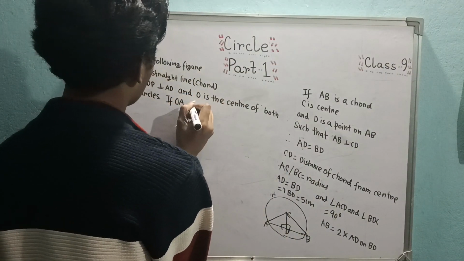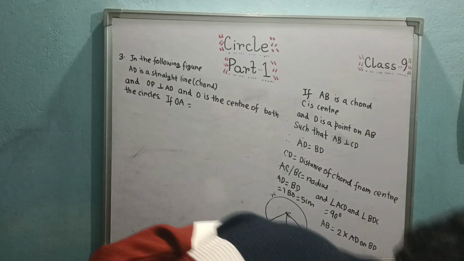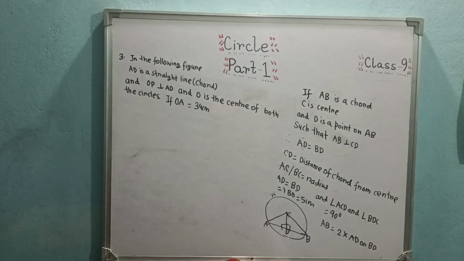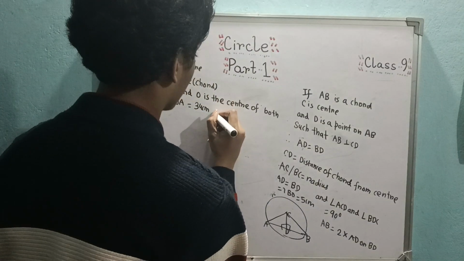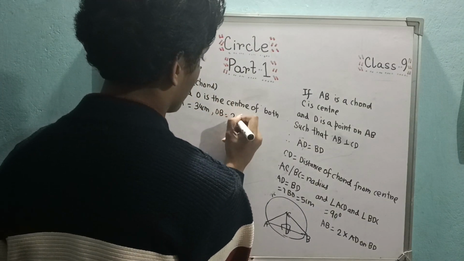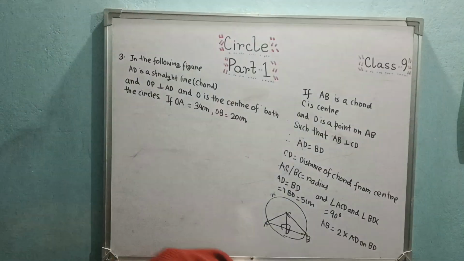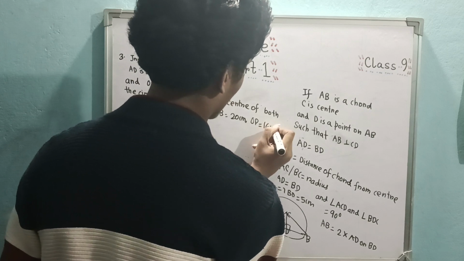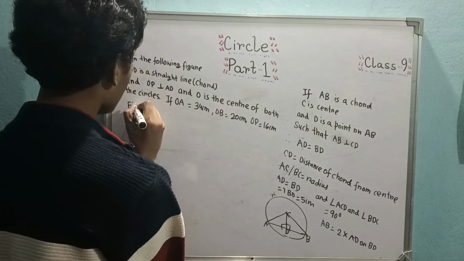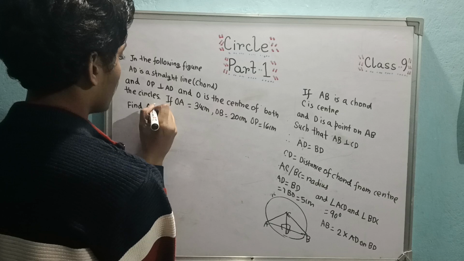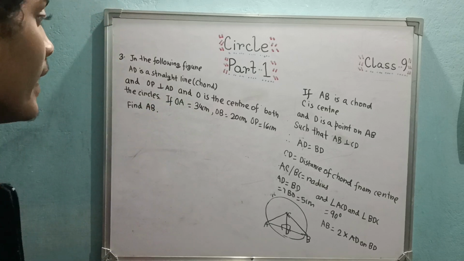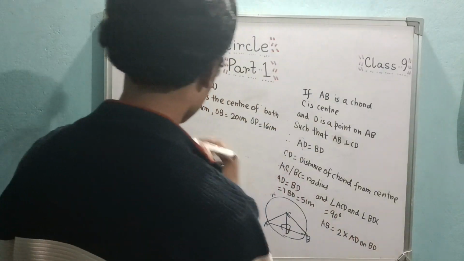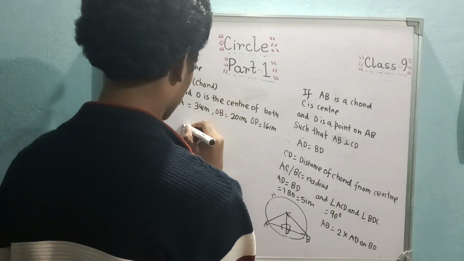If OA equal to 34 centimeter, OB equal to 20 centimeter, OP equal to 16 centimeter, find AB. Now we know what you are writing. So a figure is there, that's why these statements are there. Okay, so actually the figure is like this.